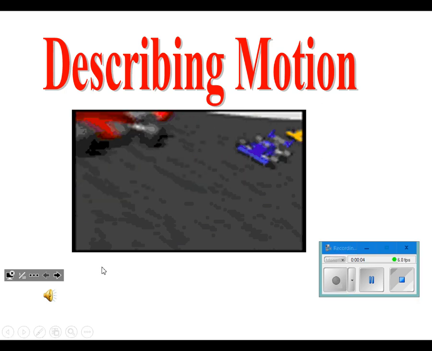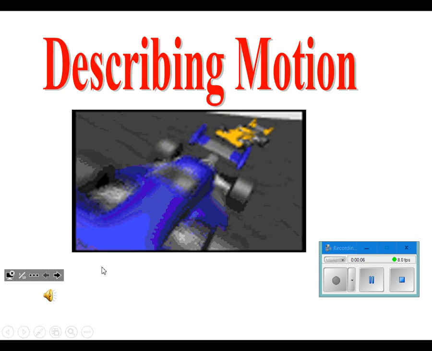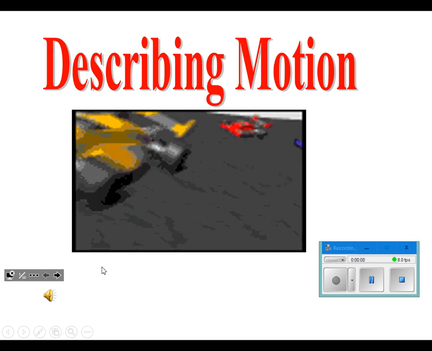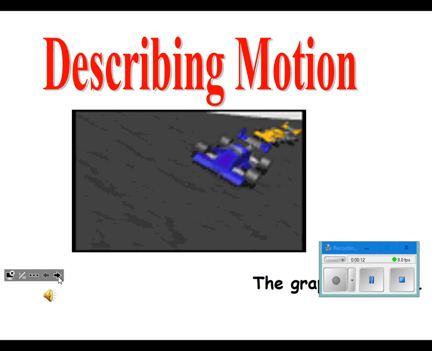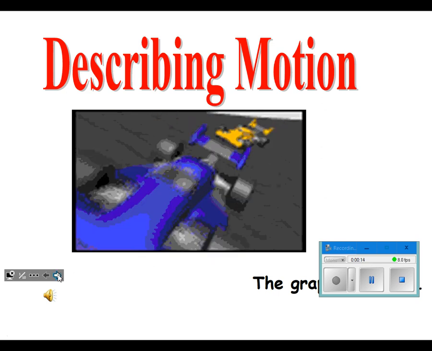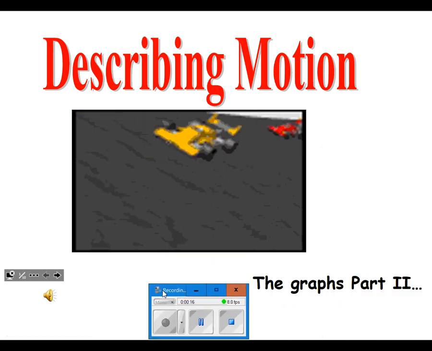All right, we're doing describing motion and graphing motion, part 2. These are the recorded notes for physics class. So we're still talking about the graphs.